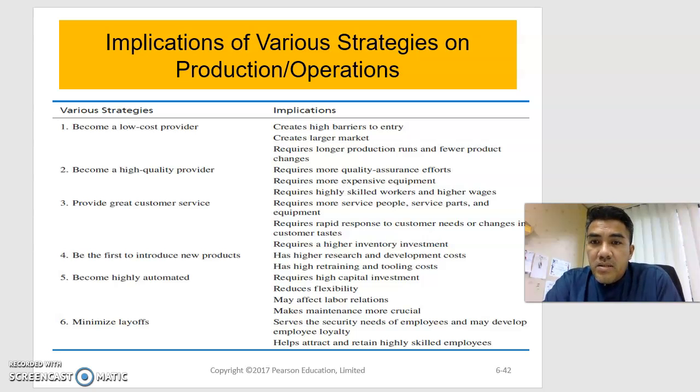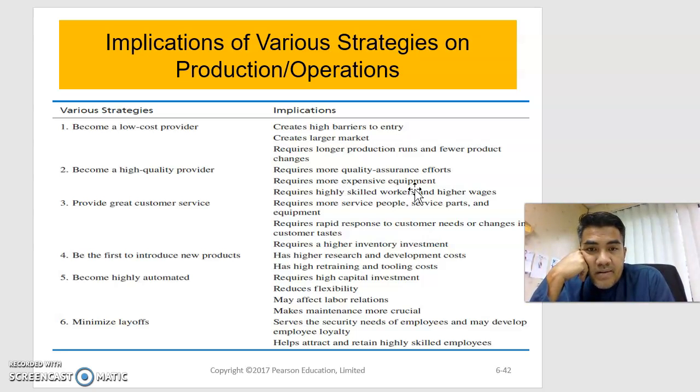So the implication is that we need to have highly skilled workers, and you need to pay higher wages, and it requires more expensive equipment, but in return you are able to sell your product at much higher prices. For example, all of the branded goods, some of which are charged ridiculous prices as compared to the generic products, but they meet the same purposes, the same function.